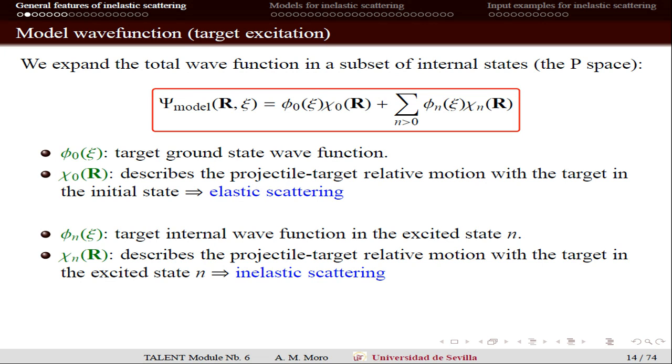So, what is the meaning of these chi's here? These are the internal states. This chi that depends on the relative coordinates between the projectile and target describes the relative motion between the projectile and the target when the target is in a given state, 0 for the ground state or a particular excited state. So this chi n describes the projectile-target relative motion with the target in the excited state n.